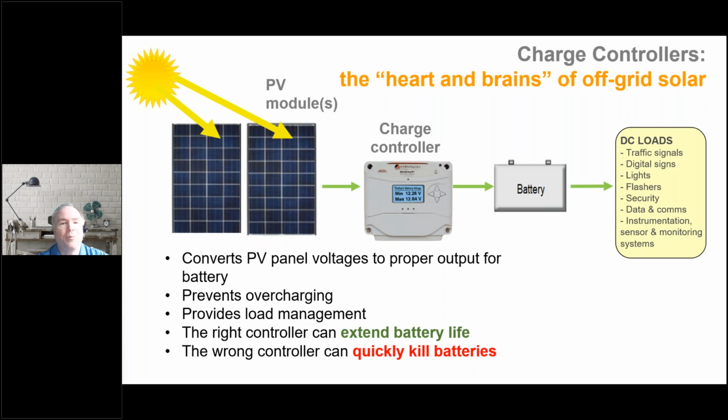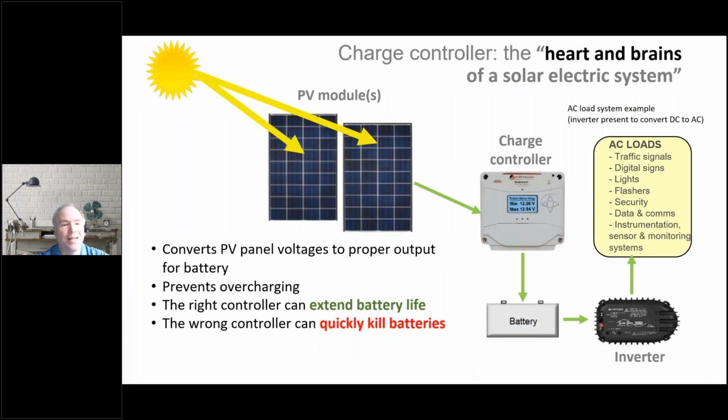The charge controller prevents batteries from overcharging and undercharging, and it also provides load management. A good controller can extend battery life for many years, and a poor controller can destroy batteries and cause your entire off-grid system to fail. This slide illustrates a system that is charging DC loads. And on the next slide, we'll show you a system that powers loads that run off of AC power.